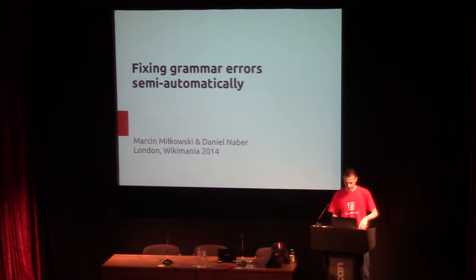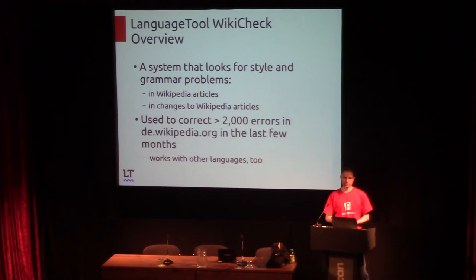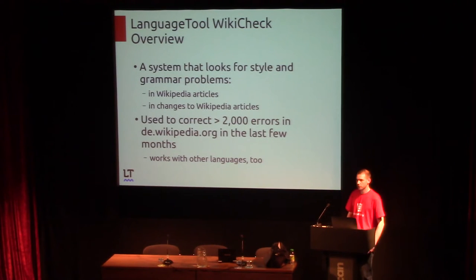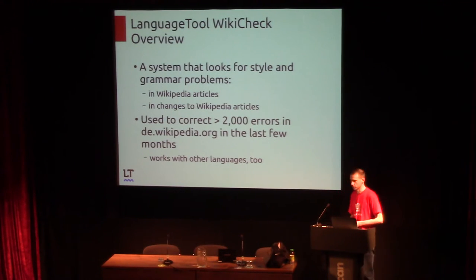Yeah, thank you. Thanks for your interest. So, I'm going to talk about or introduce you to LanguageTool WikiCheck. This is a system that looks for style and grammar problems in text. And in this special case, it's going to look for style and grammar problems in Wikipedia articles and, even more interesting, in changes to Wikipedia articles. We have used this system in the last few months to fix more than 2,000 errors in the German language Wikipedia, but it supports a lot of other languages.